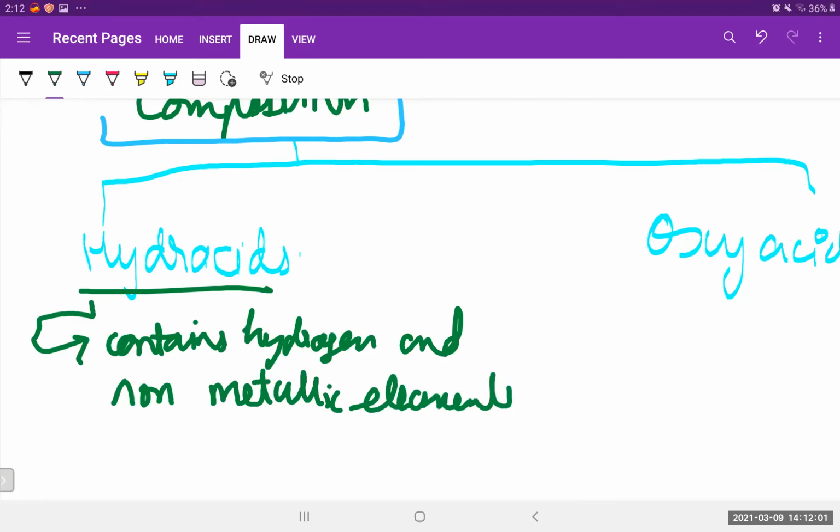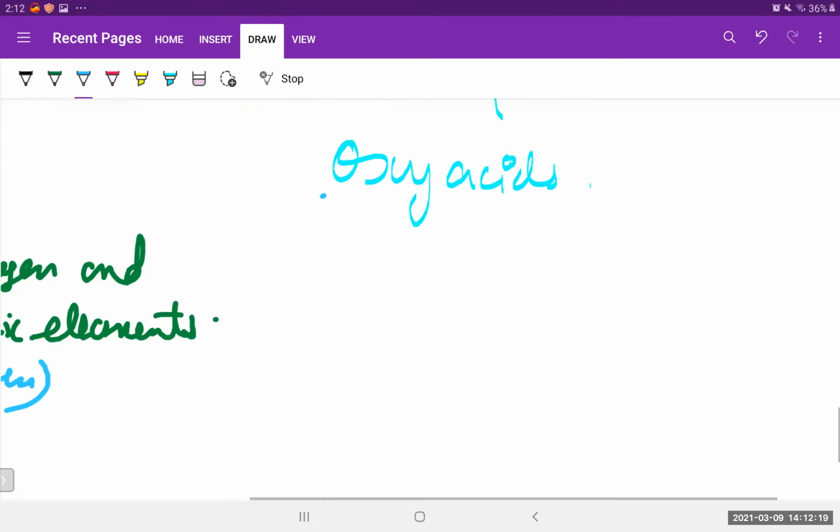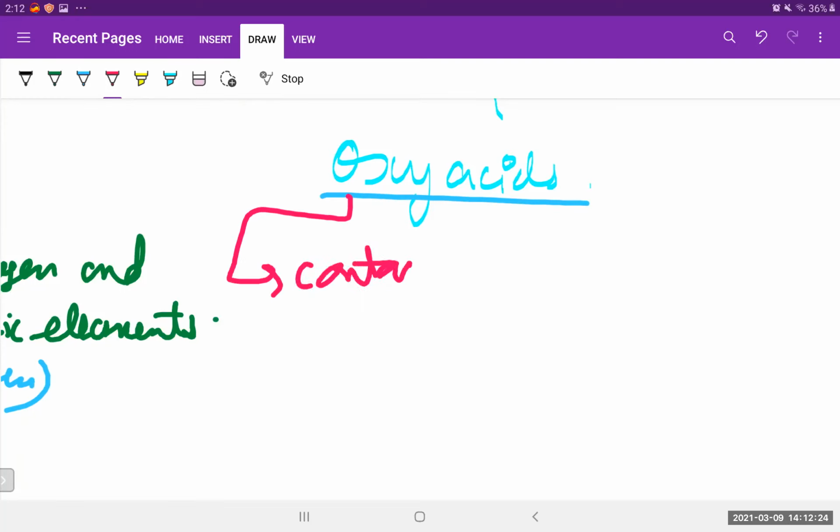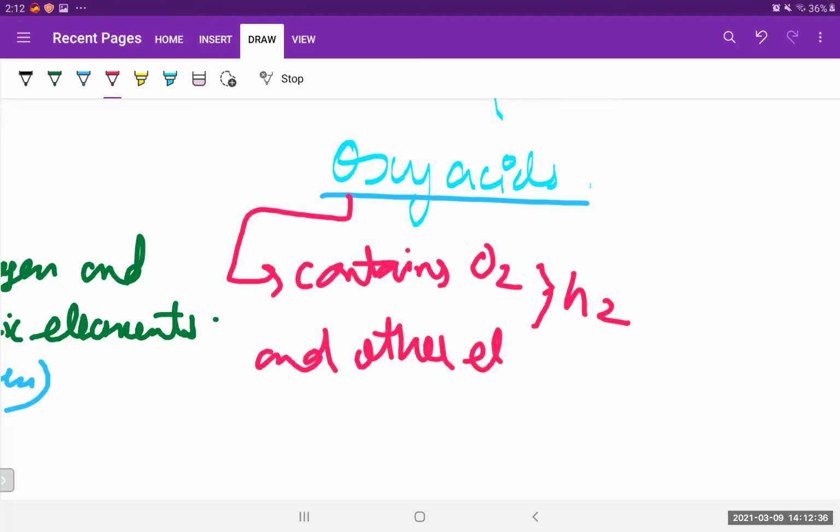elements. Now you'll say that oxygen is also non-metallic, so we should place oxygen in this too. But there is an exception: except oxygen, all other non-metallic elements can be there. And oxyacids, we can write, contain oxygen. Containing hydrogen, oxygen, and other elements.